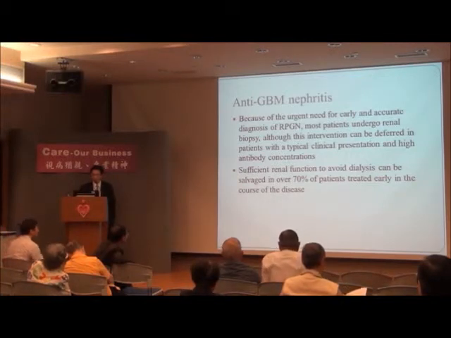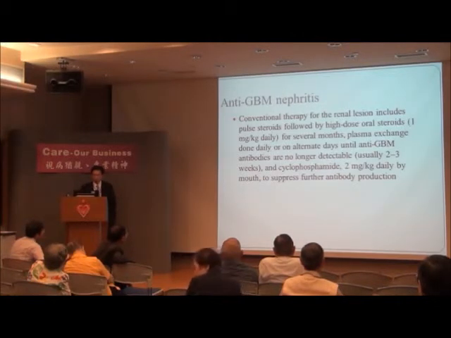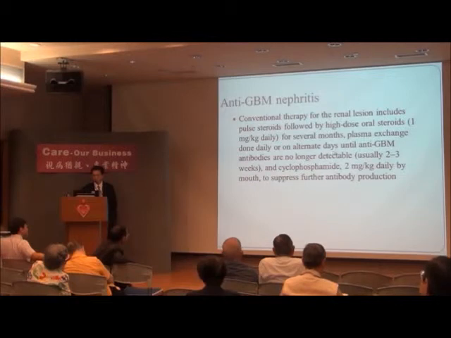Sufficient renal function to avoid dialysis can be salvaged in over 70% of patients treated early in the course of the disease. For anti-GBM treatment, conventional therapy for the renal lesions includes pulse steroids followed by high dose oral steroids for several months, and plasma exchange daily or on alternate days until anti-GBM antibodies are no longer detectable, usually in 2 to 3 weeks' time, and cyclophosphamide to suppress further antibody production.